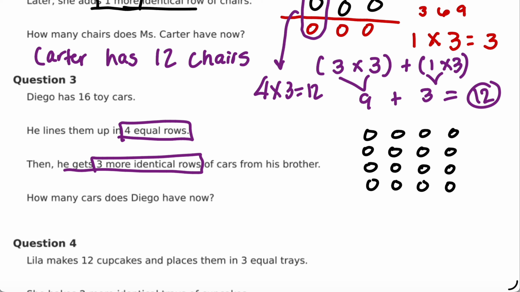Okay? But then it says he adds 3 more identical rows. So I'm going to do that here. There are my 3 rows of the exact same number inside of every row. So they all have the exact same size.